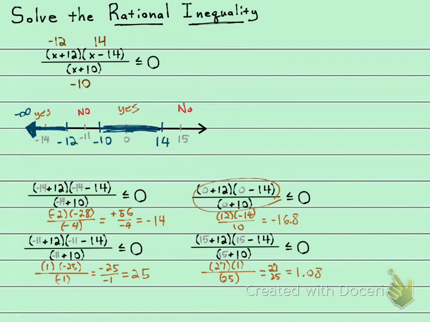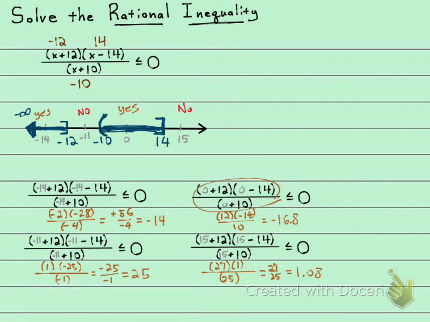Now here's what's important. When do I use a parenthesis or a bracket? As I said earlier, negative 12 is going to get a bracket, because at negative 12, if I plug it in here, the whole thing will be 0. 0 is less than or equal to 0. That is true. At 14, I will also get a bracket for the same reason. If I plug in a 14 for every x, I'll get 0. But if I plug in a negative 10, it gives me a 0 in the denominator, and that does not exist. So negative 10 gets a parenthesis.